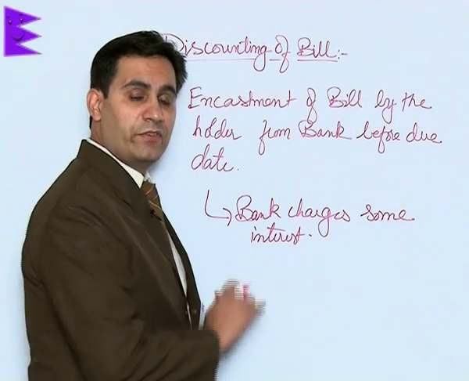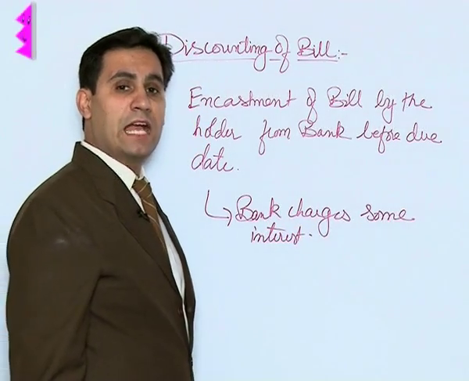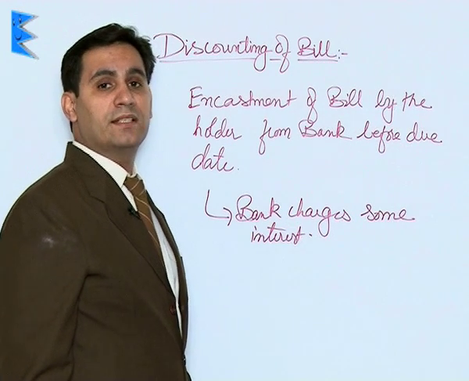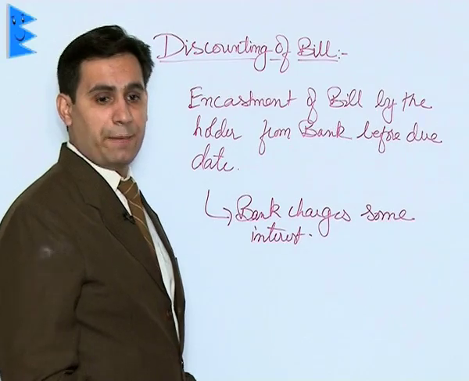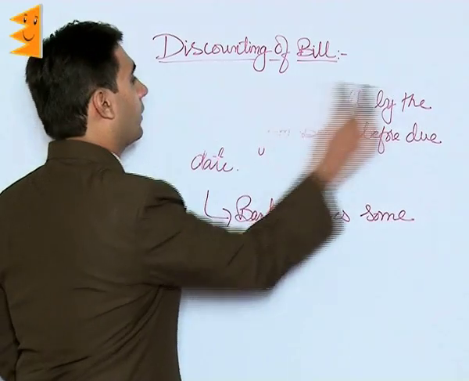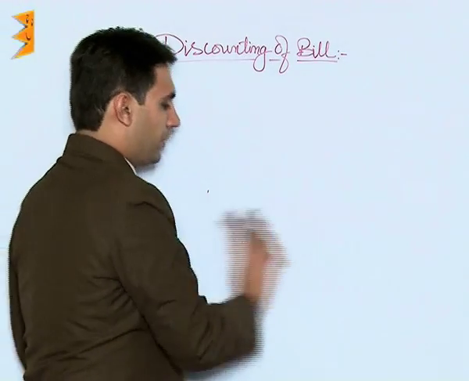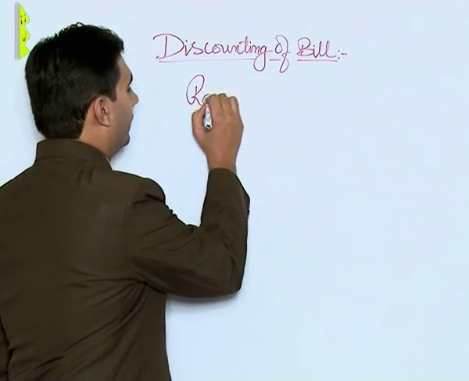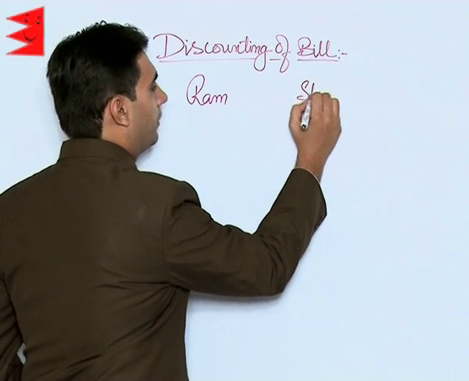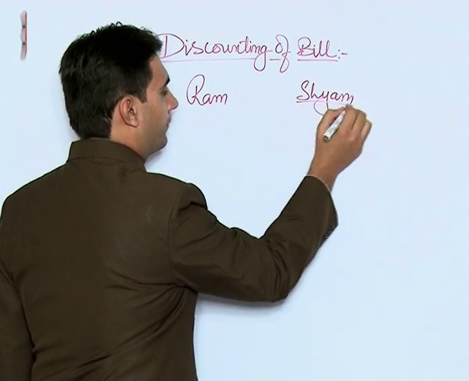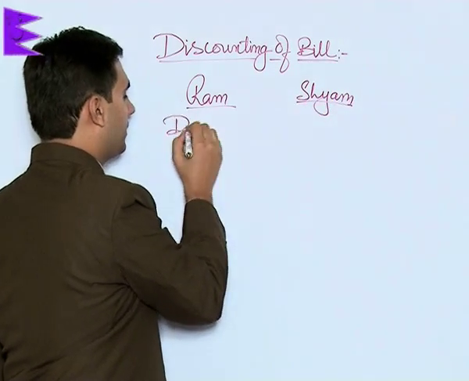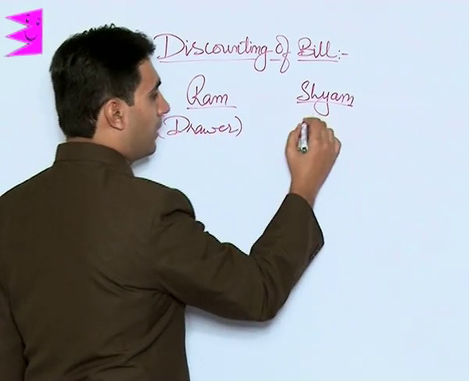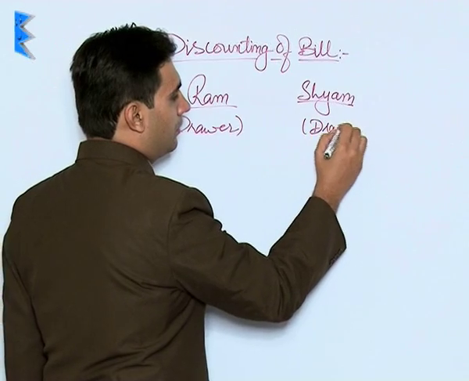Now, that makes it very clear that in this case, encashment would not be equal to the face value of the bill. Let us understand this concept by taking an example. Let us consider two persons, Ram and Shyam. Here, Ram is a drawer. That means Ram has to receive the payment. And Shyam is a drawee.